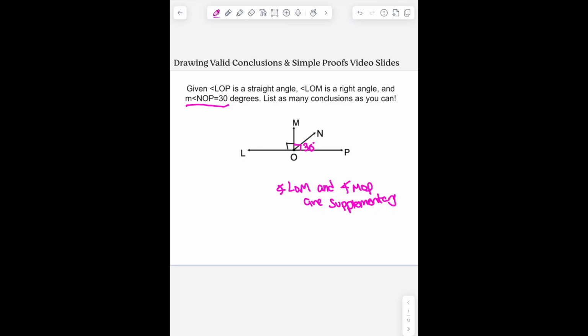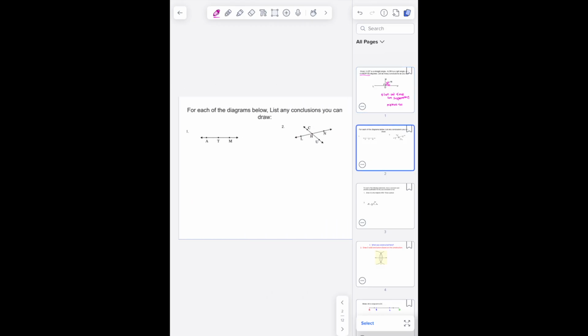And then, from there, we can figure out that the measure of angle MON needs to be 60 degrees, because 60 degrees plus 30 degrees makes 90 degrees. There are lots of other conclusions we can make as well. We can say that we have line segments ON, OP, OL. We can say that we have rays in the diagram, but these are the main conclusions that we can draw. So I think we have a good amount, and it's time to move on to the next question.